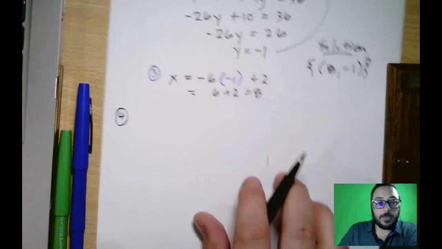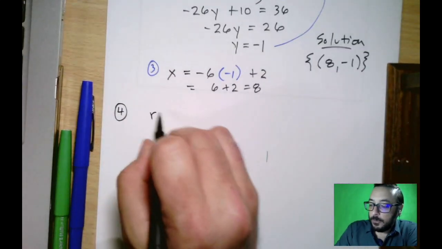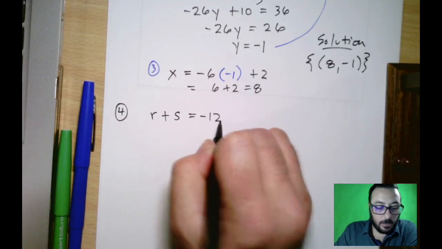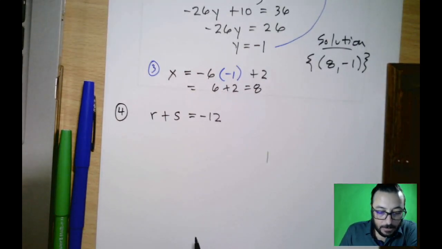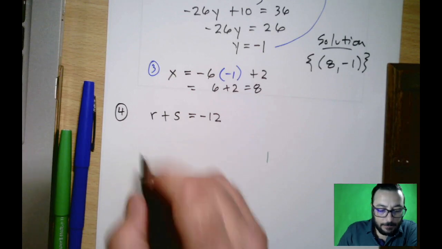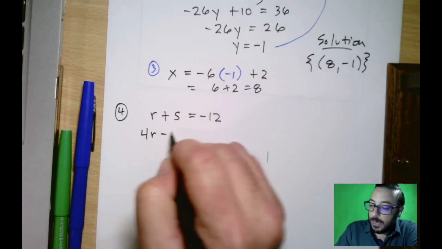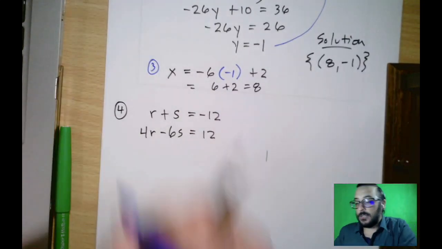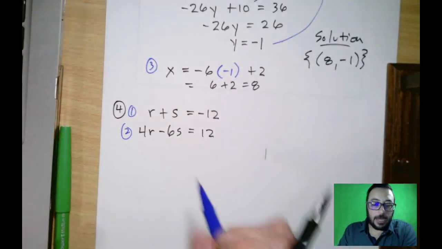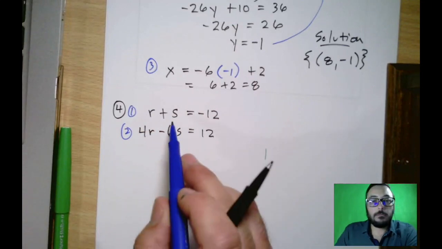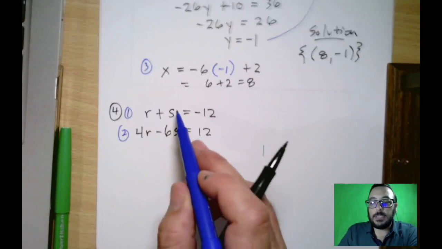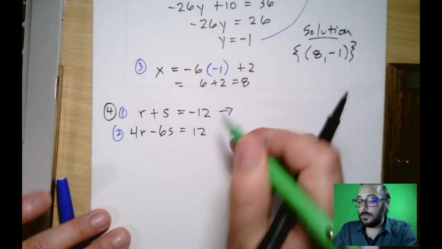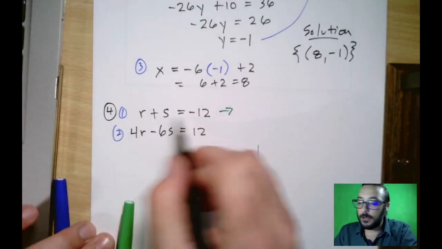One more here. So we'll change up the variables a little bit. r plus s equals negative 12, and 4r minus 6s equals positive 12. This is number 1 and number 2. Now in this first equation, both r and s are easy to isolate, so it doesn't really matter which one you choose. You could choose either one. I'll isolate r in this case.